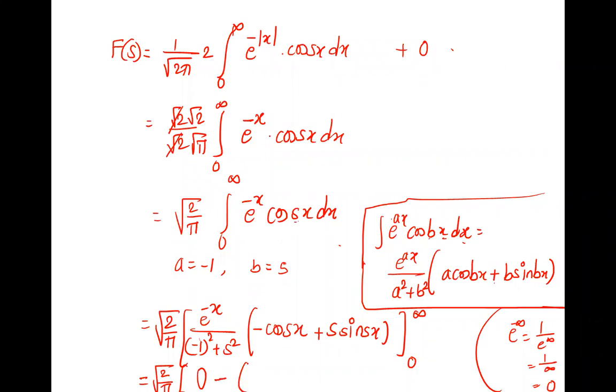Minus the lower limit, which is 0. So x you are writing 0. e raised to 0 is 1. 1 upon minus 1 square, that is 1 plus s square, into cos 0, which is 1, so minus 1, and sin 0 is 0, so 0 here. 0 into anything is 0.